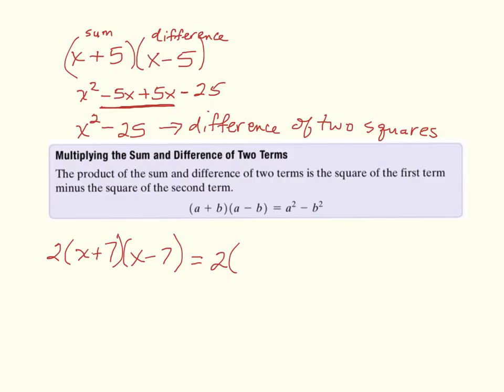So let's square the first one. X squared is x squared minus 7 squared, but 7 squared is what? 49. And then we have the 2 to multiply, so we get 2x squared minus 98. Okay, so we multiplied the two binomials, came up with the difference of 2 squares, and then multiplied it by 2.